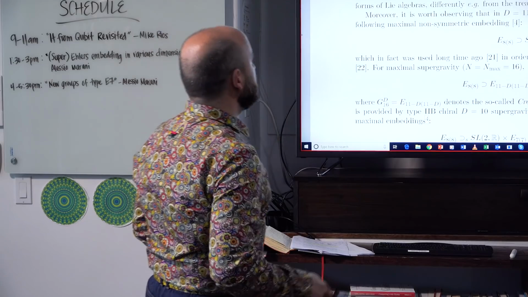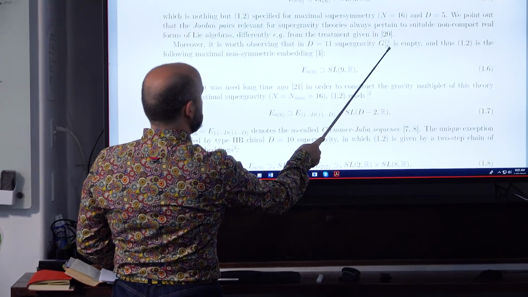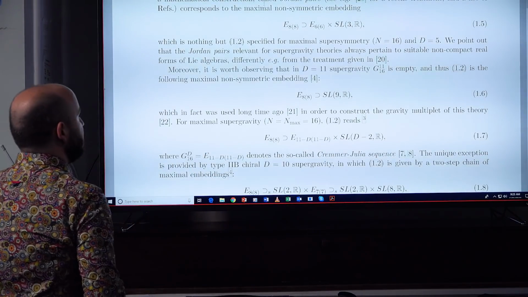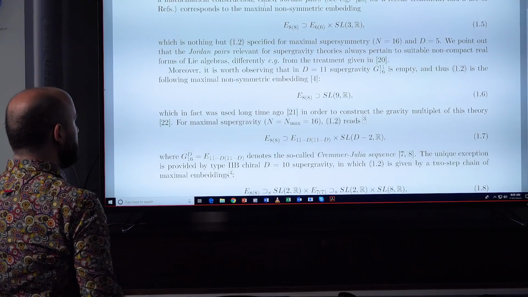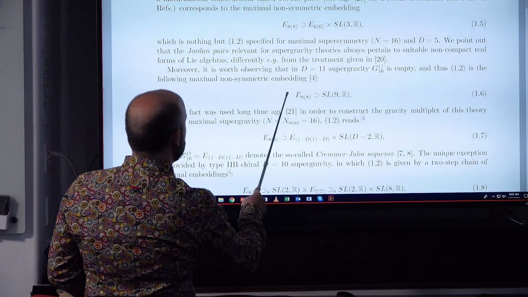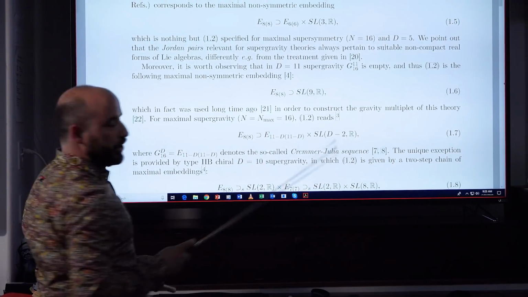So I will be considering the case in which the number of supersymmetries in 3 dimensions is maximal. So I will consider maximal supergravity in 3 dimensions. And in particular, I will start from G_11.